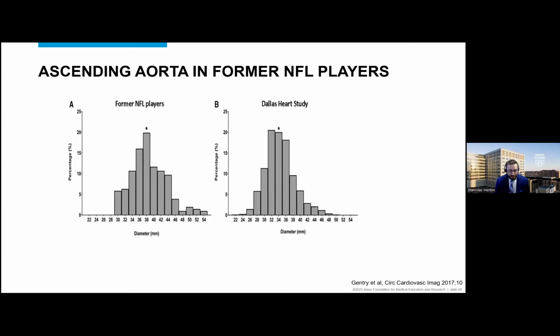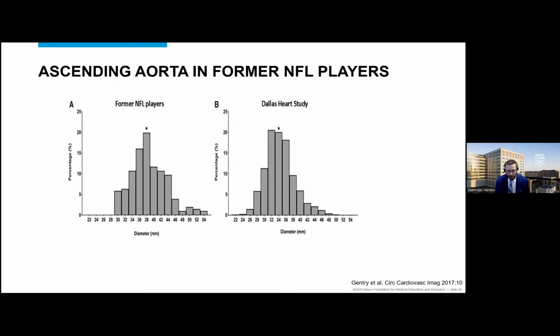And this is a really nice study from Cirque from now almost 10 years ago, where they screened former NFL players and compared them to the Dallas Heart Study. And what they saw is that the average ascending aorta in former NFL players was 3.8 centimeters. But again, that bell curve, many of these individuals, almost 30%, had aortas 4 centimeters or above, so abnormal. Compare that to the Dallas Heart Study, where the average mid-ascending aorta was 3.4 centimeters. The other really interesting thing is larger ascending aorta tends to be in linemen versus non-linemen, and predictors of ascending aorta dilation are age as well as BSA.